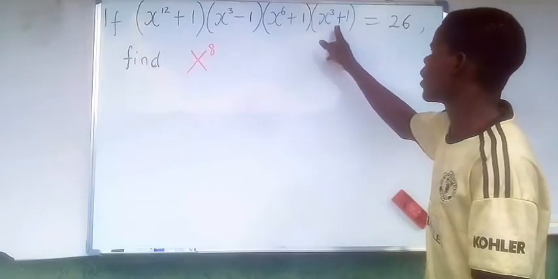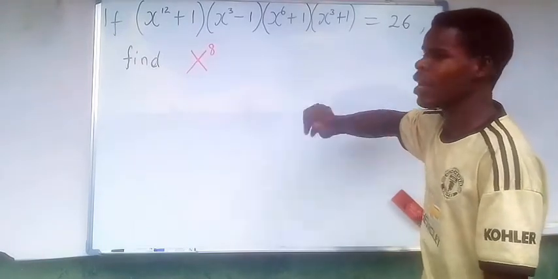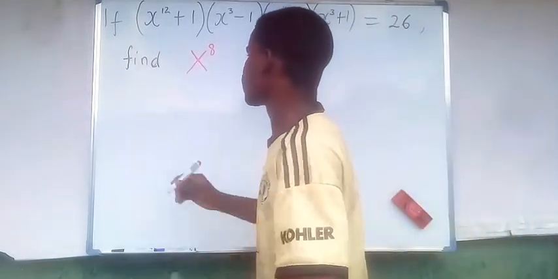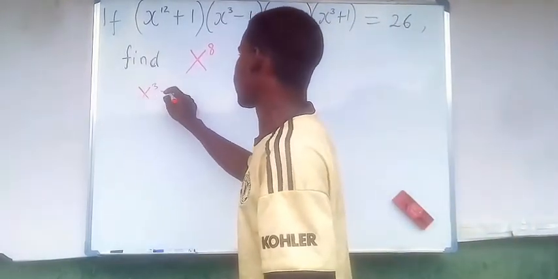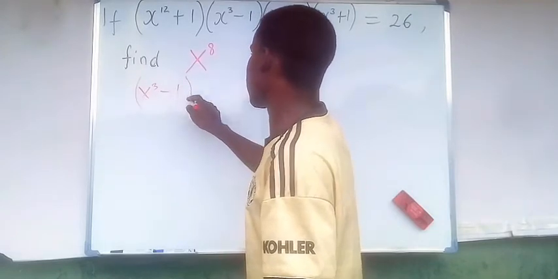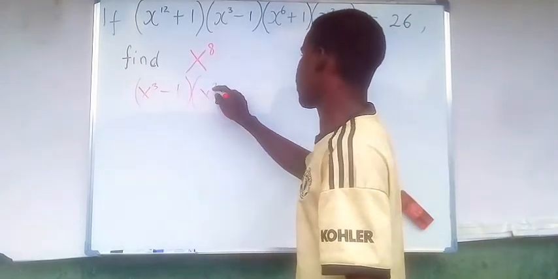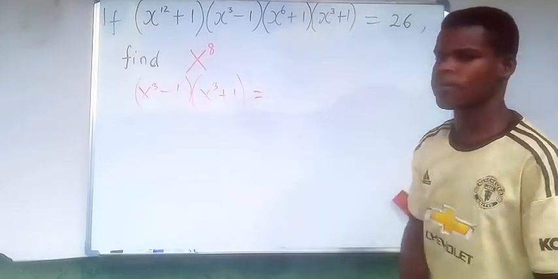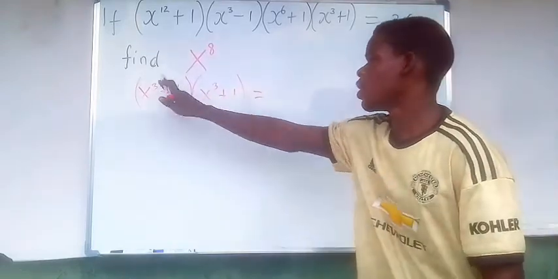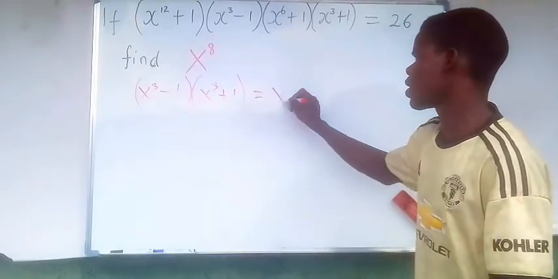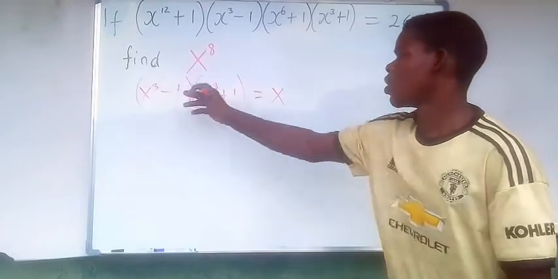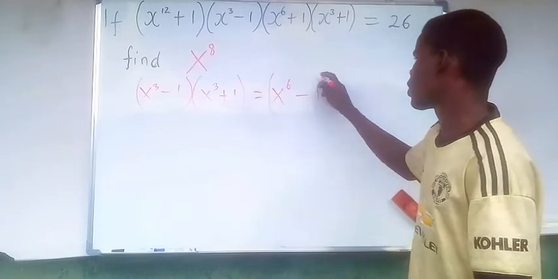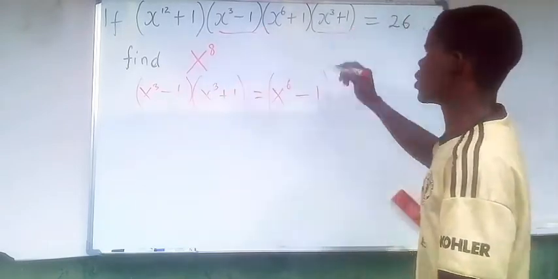Very good. Now this and this can come together to form difference of two squares. Let's start from there. So we say x to the third power minus 1 times x to the third power plus 1. We can evaluate this, right? We simply get x to the third power times x to the 6th power minus 1. So that's this one here and this one right here.